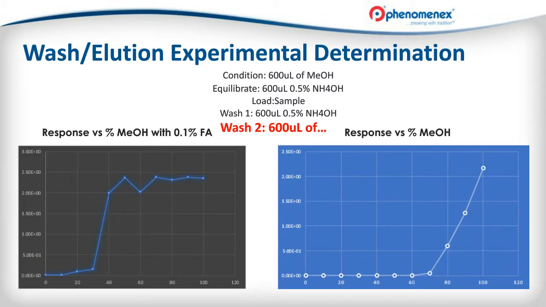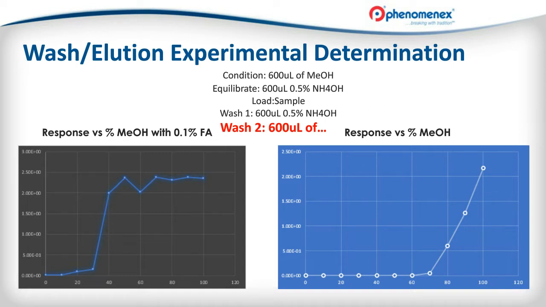So I looked at 2 different solvents. Keep in mind we did conditioning with methanol, equilibrating with the ammonium hydroxide. We loaded our sample on, we washed with ammonium hydroxide, and then we washed with 600 microliters of the test solvent. Looking back at all of those different little scintillation vials that I filled up, what was really interesting is that we'll start with the right. On the right, we have the response versus percentage of methanol.